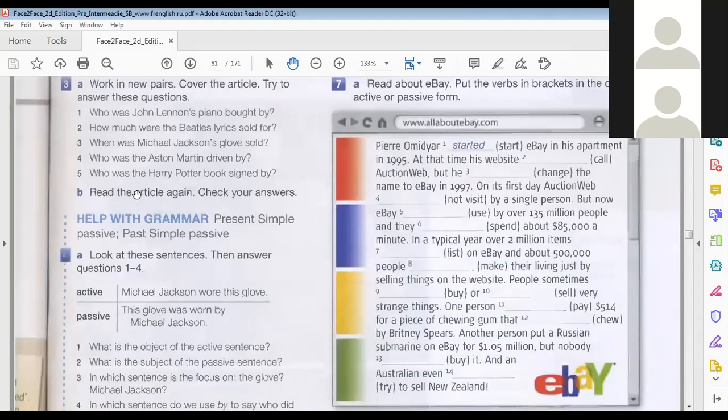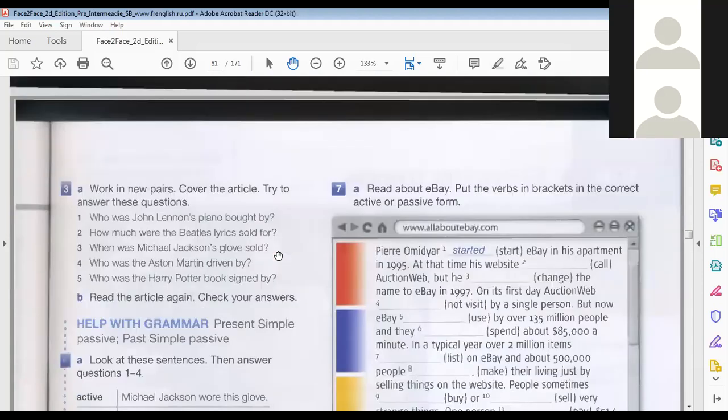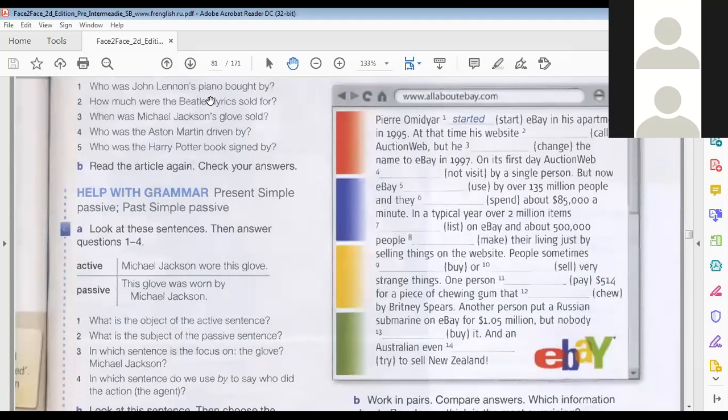And the last question: Who was the Harry Potter book signed by? By the author. J.K. Rowling. Yeah, that's her name. The author, J.K. Rowling. Okay. All right. So these are the right answers for this question.